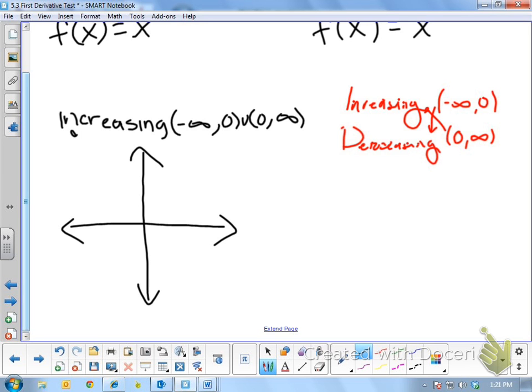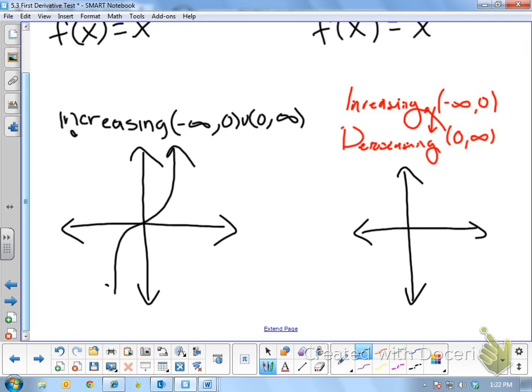Okay, so let's look at the graphs of each of these. So what do we know the graph of x cubed looks like? It's kind of like a stretched out S. Okay, and that's what it looks like.